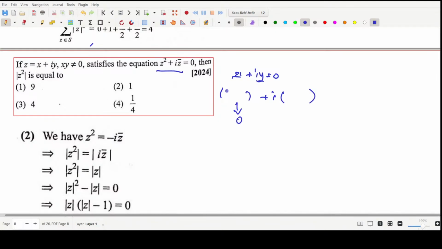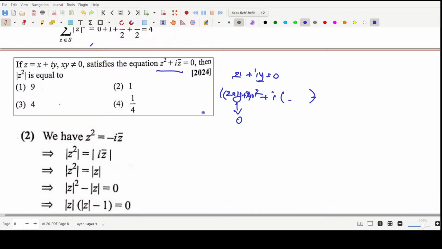This should be 0. This is an expression in terms of x and y, for example 2xy plus 4x square, something like this. Here also some expression in terms of x and y. Both should be zeros, two equations, two unknowns, you'll solve. That is one method.